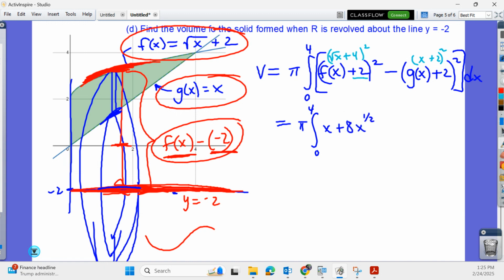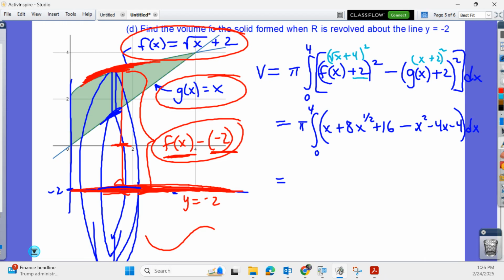And then you're going to get a 16. And then subtract. And I'm just going to distribute as I go here. X plus 2 quantity squared will be x squared plus 4x plus 4. So it'll be minus x squared minus 4x minus 4. And then dx. Yeah, this one isn't too bad. So we'll go ahead and do that integral now.